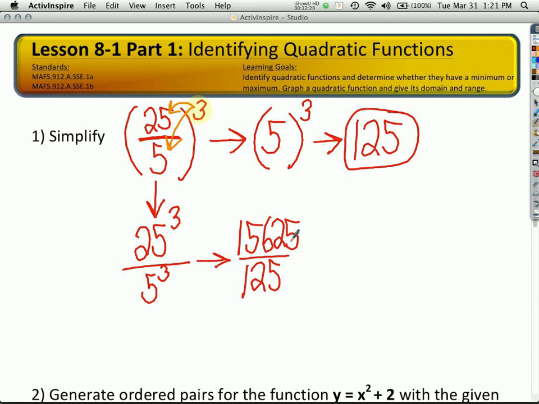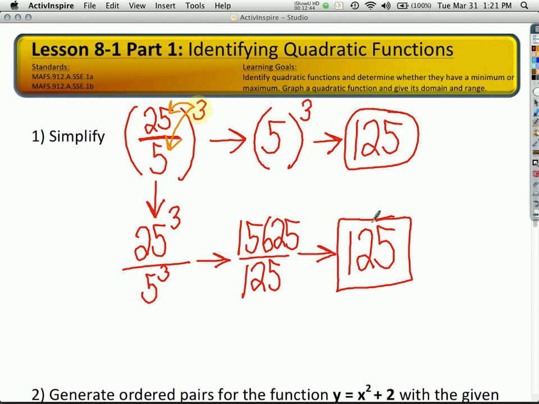15,625. Very good. Is that in simplest form? Okay, so let's now finalize it. What would we need to do at this point? Jamel? Good. So go ahead, do it. What does it come out to? Yeah, it does come out to 125. Okay?